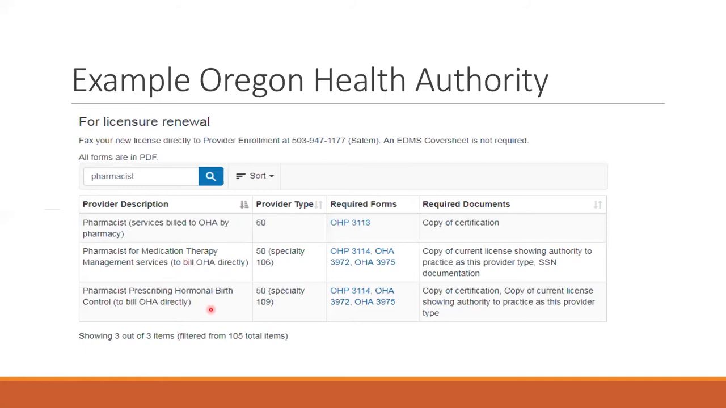And the state has not kept up with changing their forms as the pharmacist scope of services and scope of practice has been increased by the Board of Pharmacy in the state. But either the Specialty 106 or Specialty 109 are generally used at this point for pharmacists who are billing for clinical services outside of traditional medication therapy management or just contraceptive prescribing.